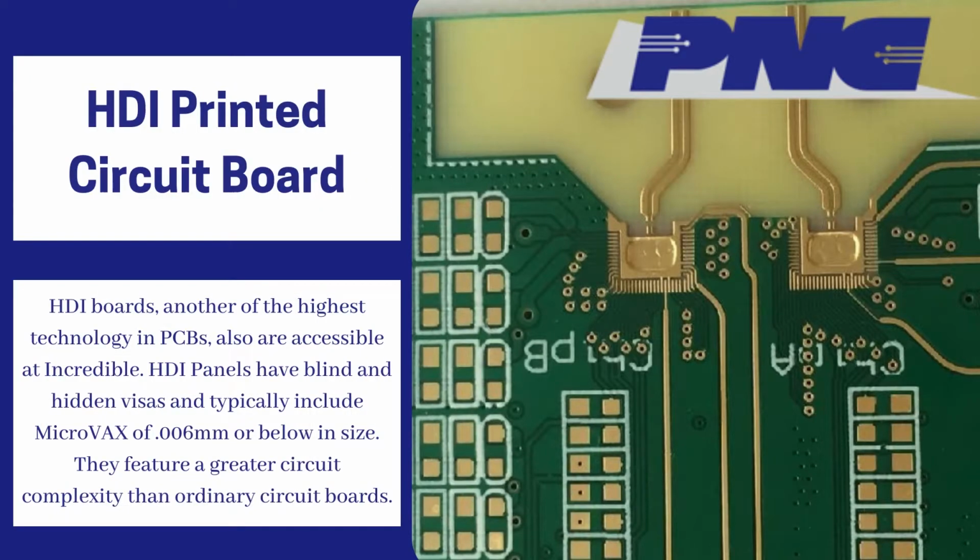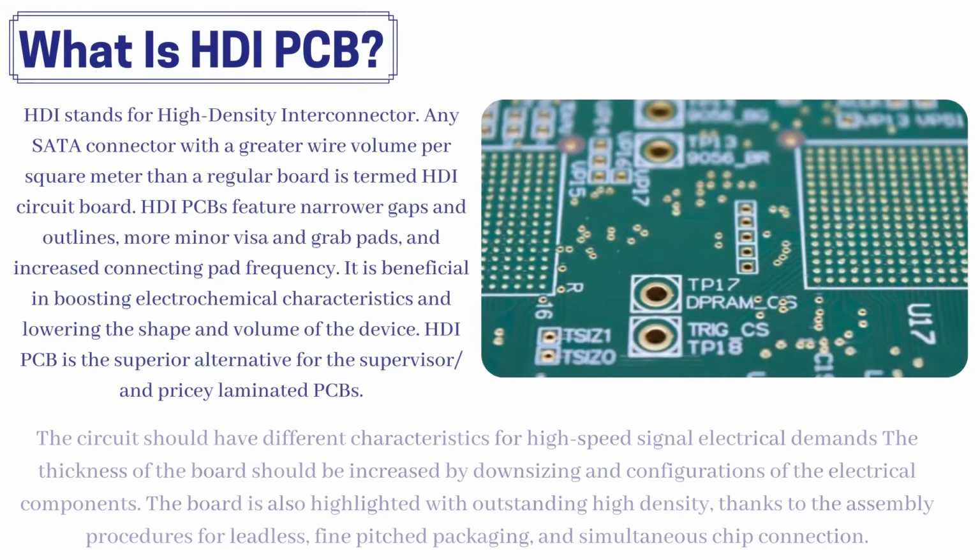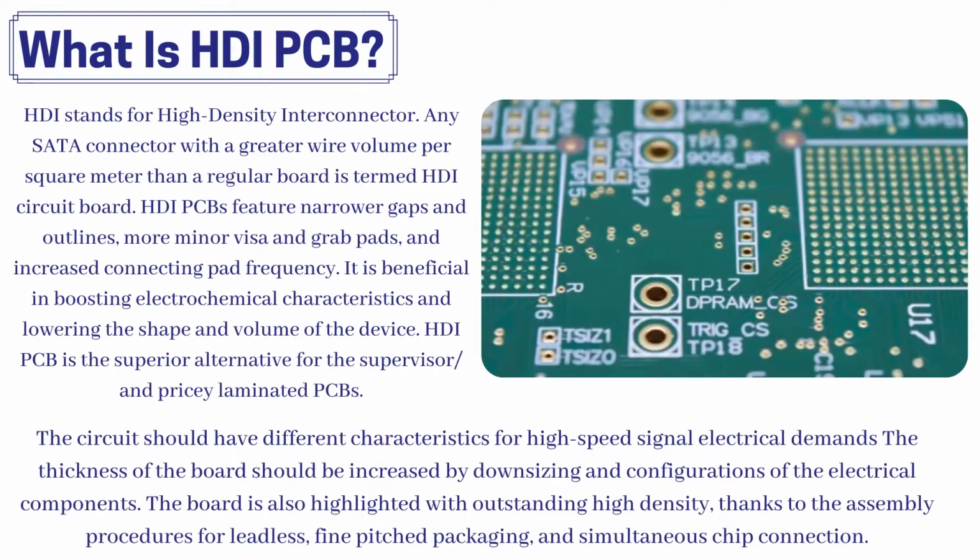HDI printed circuit board. HDI boards, another of the highest technology in PCBs, are also accessible. HDI panels have blind and buried vias and typically include microvias of 0.006 mm or below in size. They feature a greater circuit complexity than ordinary circuit boards. What is HDI PCB? HDI stands for High Density Interconnector.